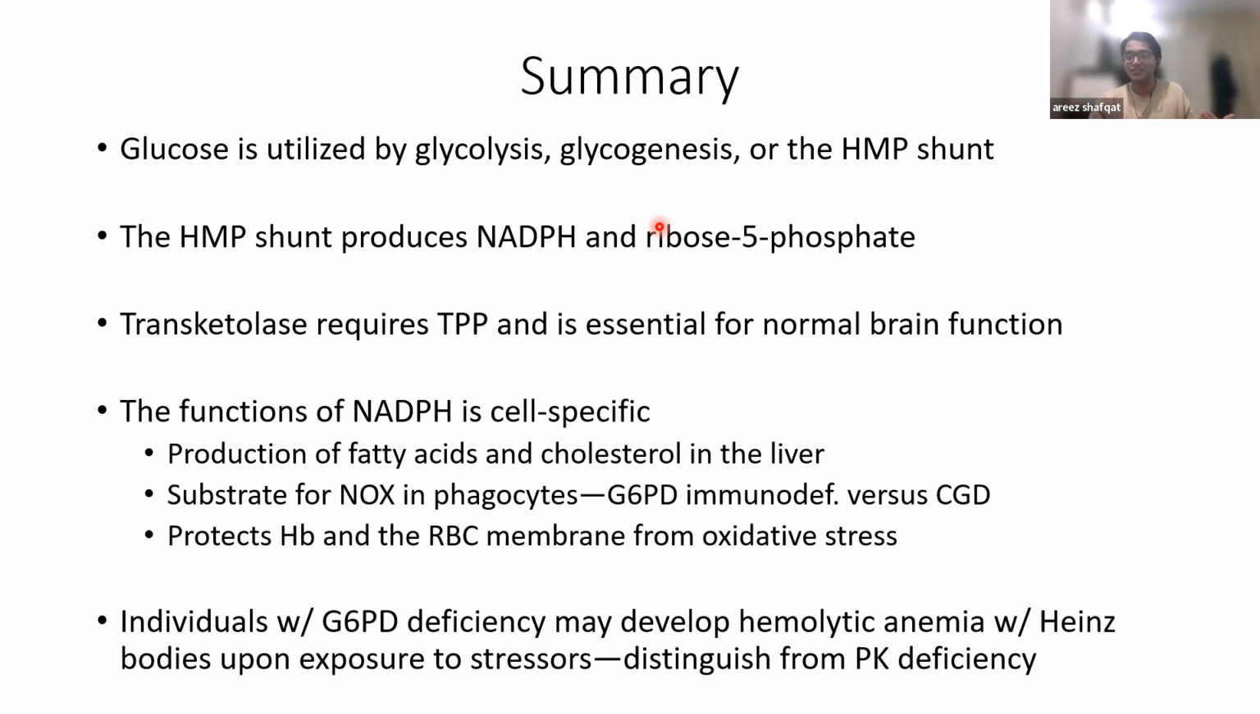You don't need to know the names of the sugars. All you need to know is that those reactions are mediated by an enzyme called transketolase. This requires thiamine. It doesn't require PLP, CoA, FADH2, NADH. It only requires thiamine. And this enzyme is essential for normal brain function.